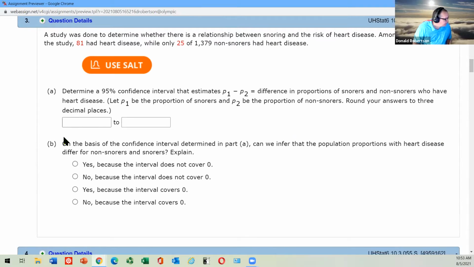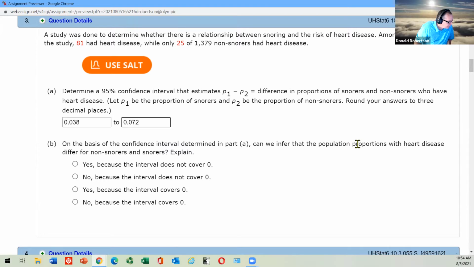Right, so the number at the start was 0.038 and the number at the end was 0.072. Do you notice that that is 3.8% up to 7.2%? Does that cover 0? No. And aren't all of those positive? Every single one of those numbers is positive. So since it's positive, does it not mean P1 snorers are bigger than P2 non-snorers? The first thing is bigger than the second because the difference is positive.